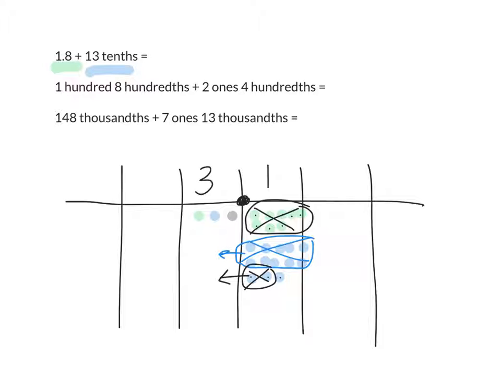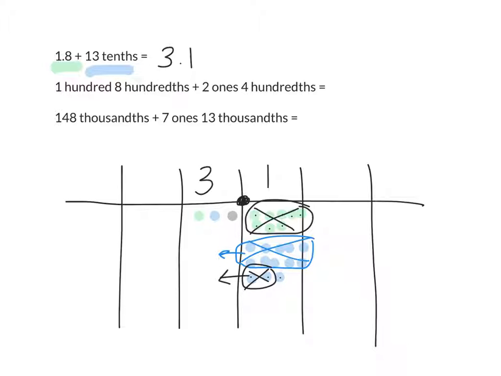So 1.8 plus 13 tenths is 3 ones and 1 tenth, or 3.1. This example shows that sometimes we need to bundle up 10 of a unit and regroup them. It's not called carry them over. You're not bringing them and carrying them somewhere else. Sometimes primary teachers, lower grade teachers call it carrying them over.